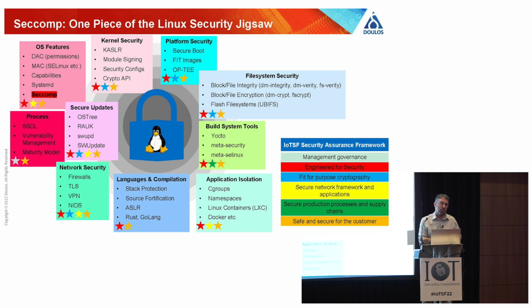I was at the Open Source Summit a couple of weeks ago, and one of the announcements was that support for the Rust programming language is coming very soon into the kernel. So you can write device drivers in a memory-safe language. That's going to be an interesting step forward. So all of these things can allow us to satisfy the requirements of a framework like the IoT Security Assurance Framework in a very complex and rich environment.